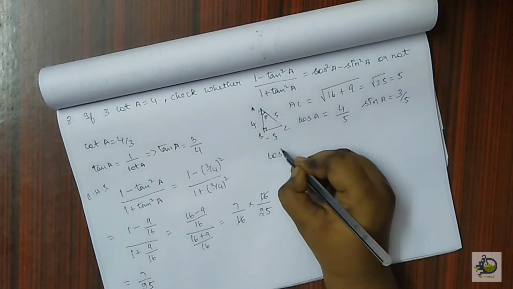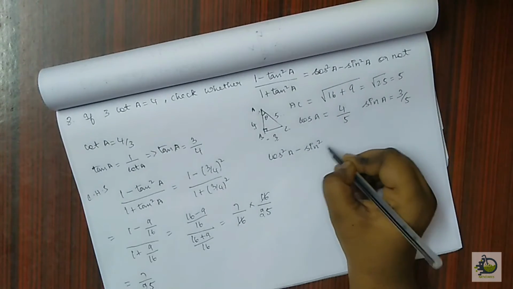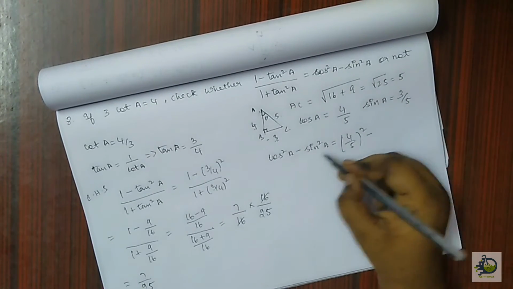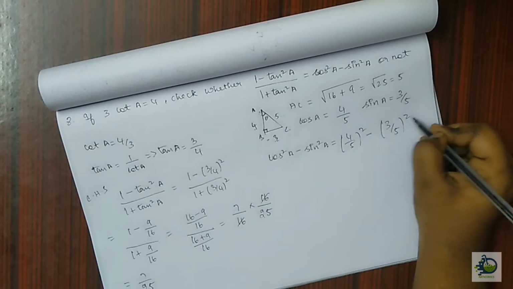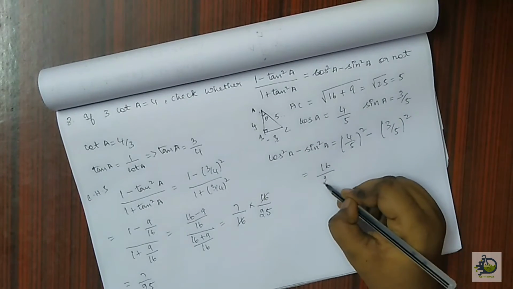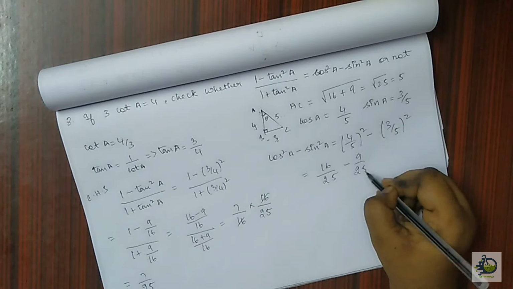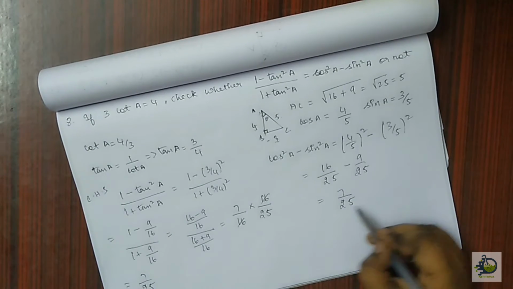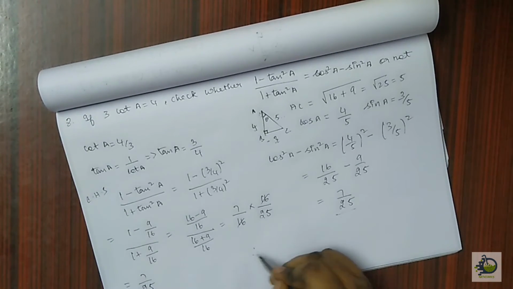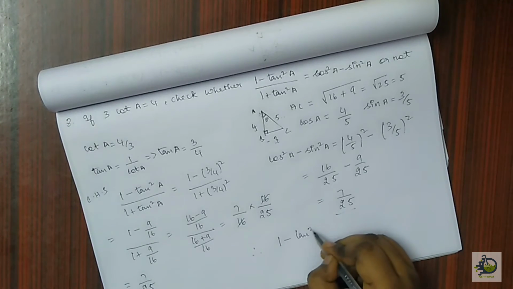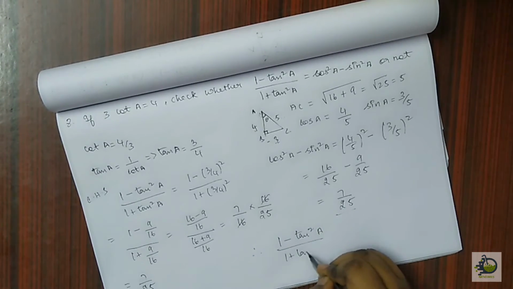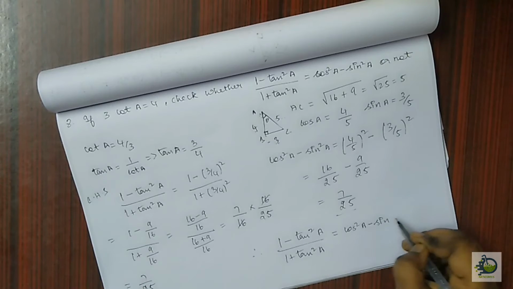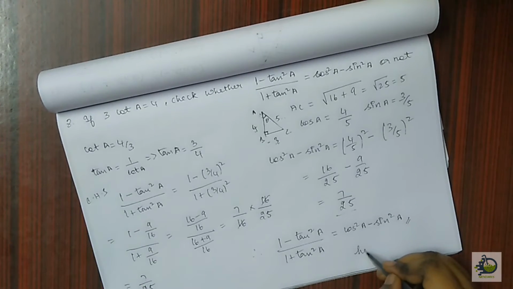Okay, now let us find cos square A minus sin square A. So cos square A is 4 by 5 the whole square minus sin square A is 3 by 5 the whole square. So it can be written as 16 by 25 minus 9 by 25, which is equal to 7 by 25. Here we can see that the answer for LHS and the answer for RHS are same. So therefore we can write that 1 minus tan squared A by 1 plus tan squared A is equal to cos squared A minus sin squared A. Hence proved.